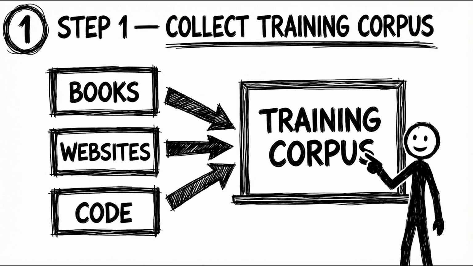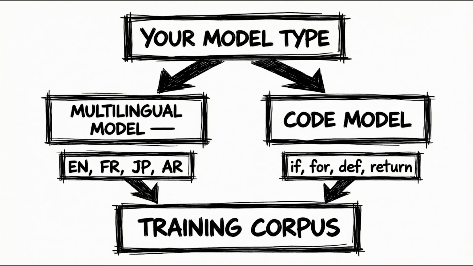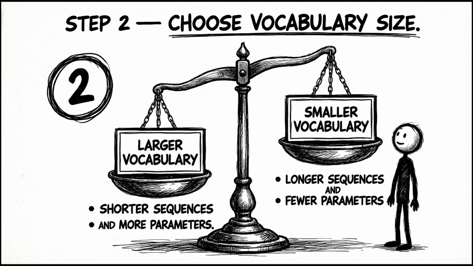You gather a large, diverse text dataset, ideally one that reflects the kind of text the model will process. If you are building a multilingual model, you include text from many languages. If you are building a coding model, you include large amounts of source code. Step 2. Choose a vocabulary size. You decide how many tokens the final vocabulary will contain.